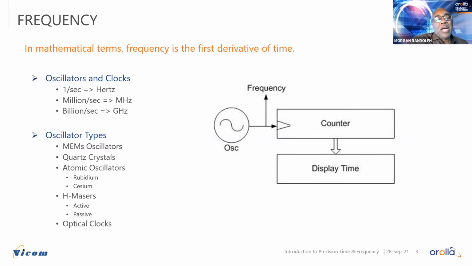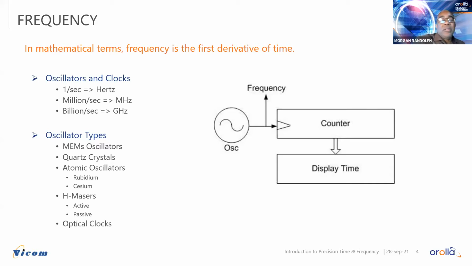There are a number of types of oscillators. The MEMS type is the least accurate, I would say. It's, I believe, microelectromechanical, so it's like a mechanical oscillator of some type. There are quartz crystals. There are atomic oscillators, which are rubidium and cesium. There are hydrogen masers, active and passive types, and optical clocks.